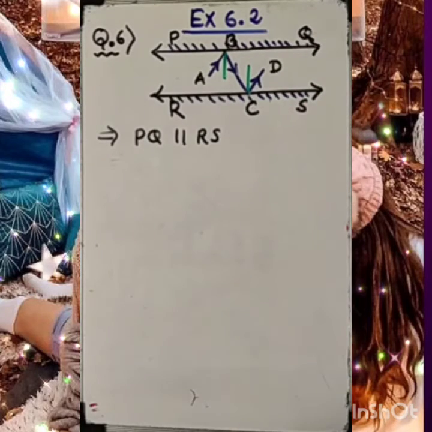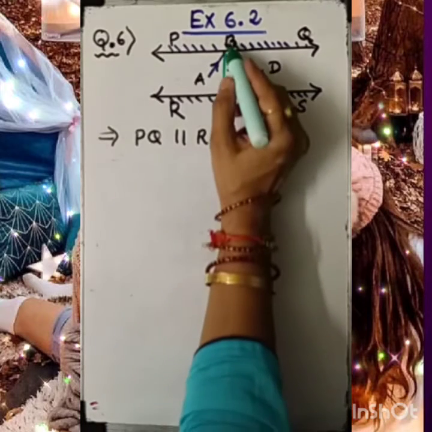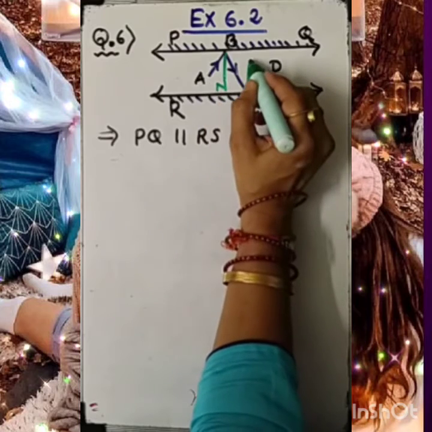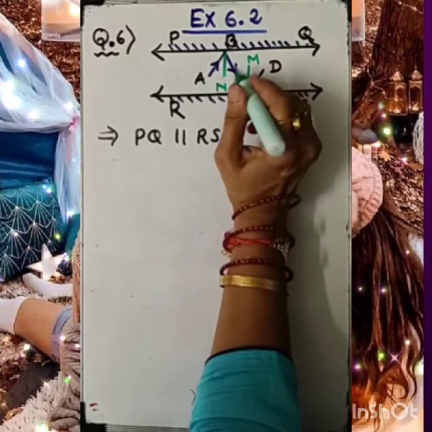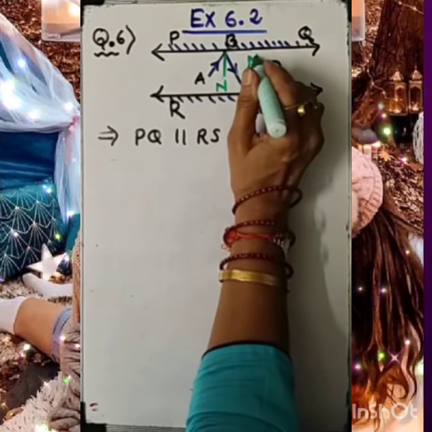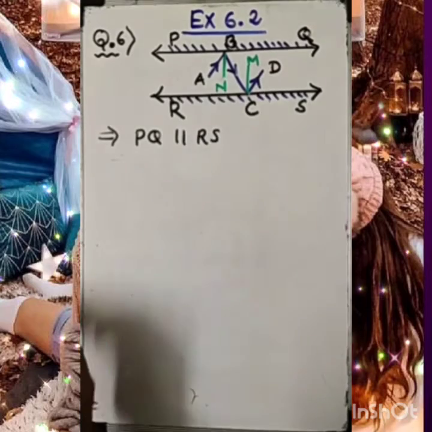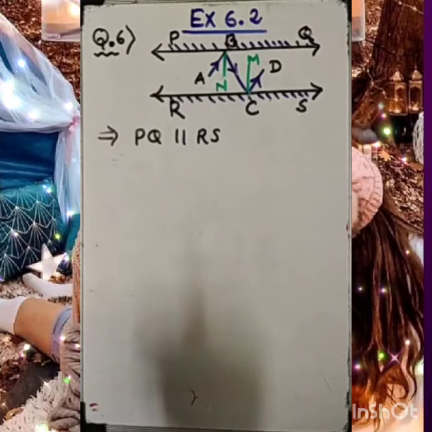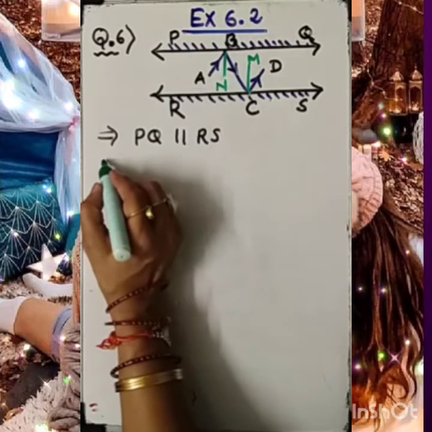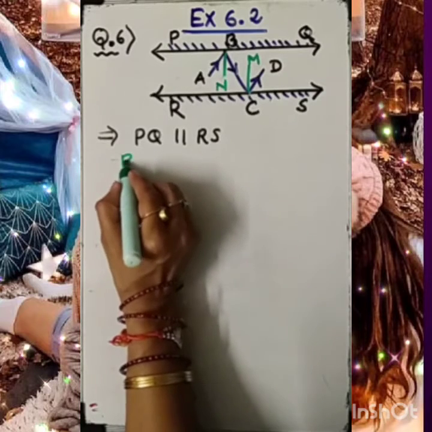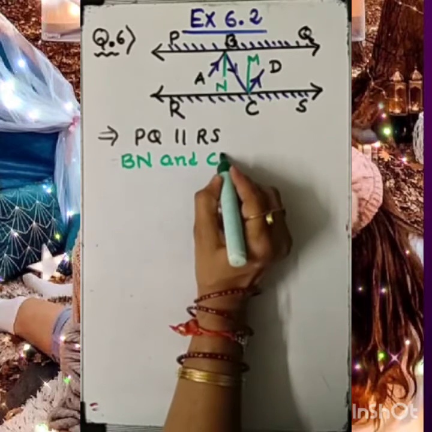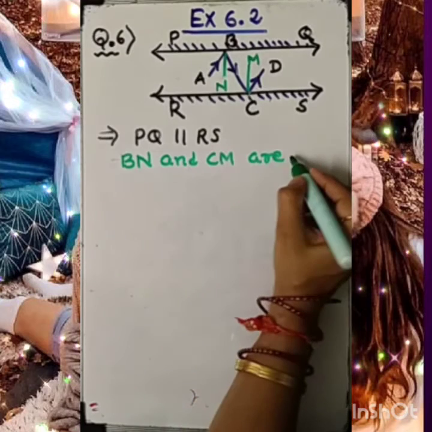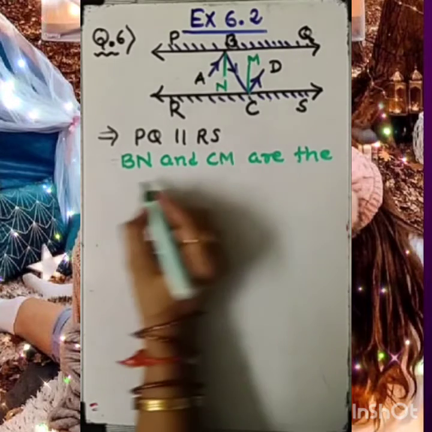Okay, so let me give the naming. I should say it is BN and CM. This is BN and this is CM. These two lines are perpendicular lines we are drawing to PQ and RS. That is called the normal in physics language. So BN and CM are called the normals actually.